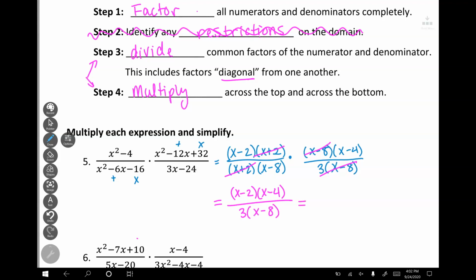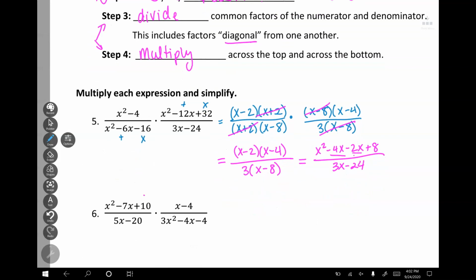I am going to go ahead and simplify that, so multiplying those factors in the numerator gives me x squared minus 4x minus 2x plus 8. And this is what I was talking about with you're going to have to be really efficient with FOIL. Distributing that 3x minus 24. And then lastly, I just want to combine like terms in the numerator, x squared minus 6x plus 8. Awesome.